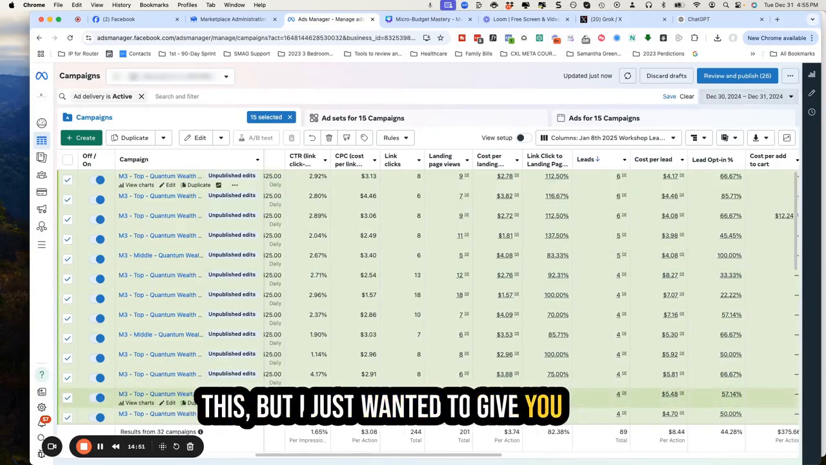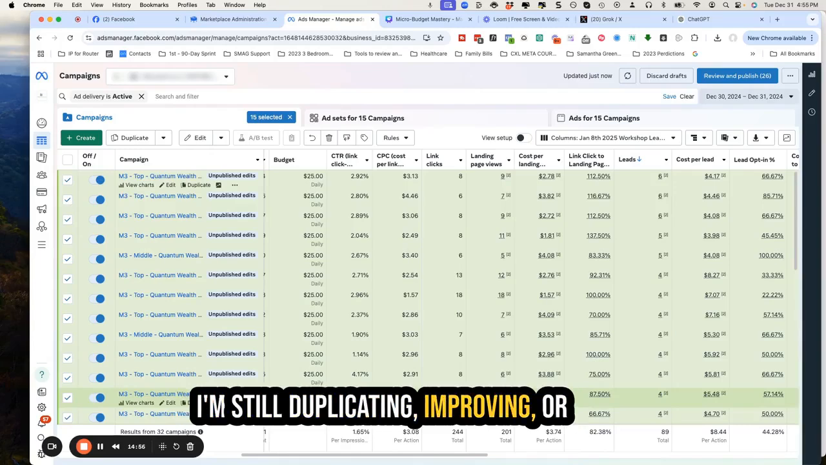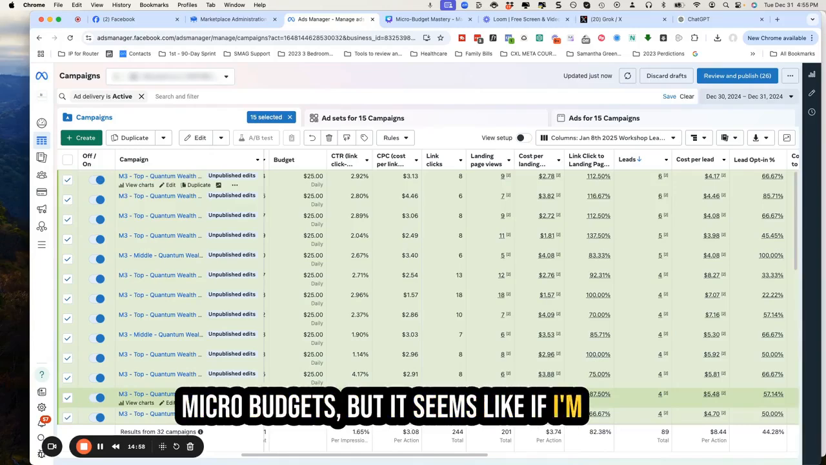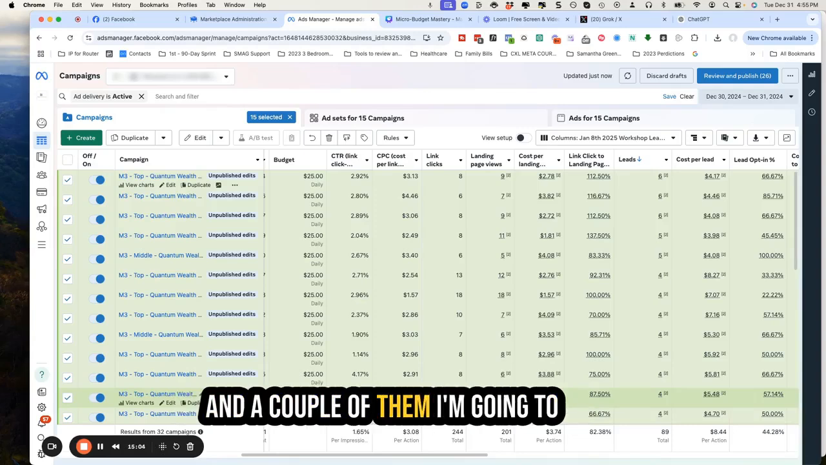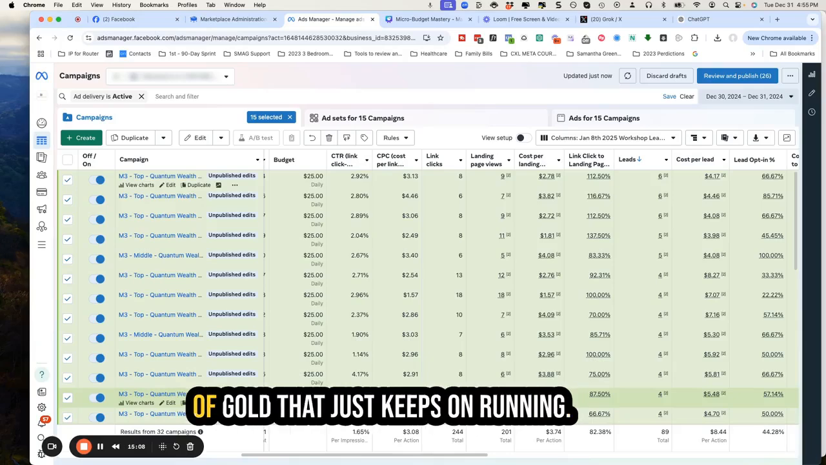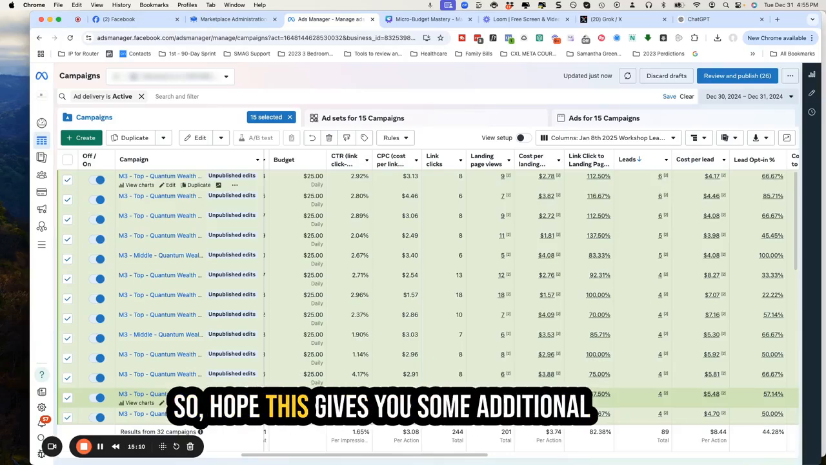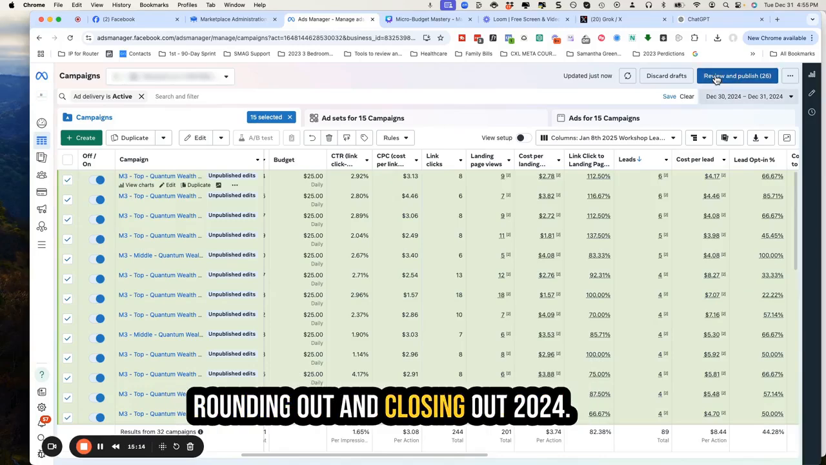But I just wanted to give you an update to show you how, yes, I'm still duplicating and pruning on micro budgets, but it seems like if I'm finding campaigns that have 3, 4, 5 conversions, I can start bumping up these budgets, and a couple of them I'm going to turn off. But it seems like I just have this honeypot or vein of gold that just keeps on running. So I hope this gives you some additional information and some insight as we're rounding out and closing out 2024.